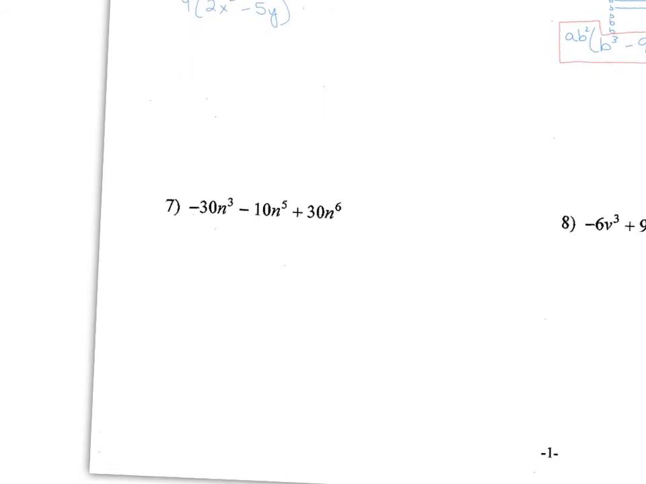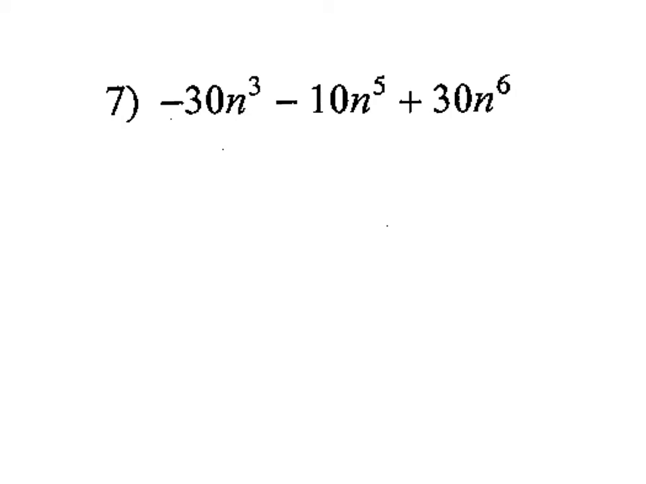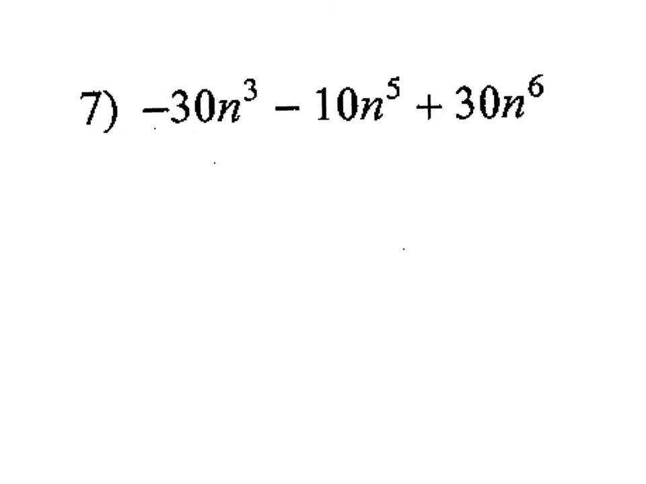All right, number 7. Now, I know on the answer key that they pulled out a positive 10. In this case, though, if you have a negative front number, I would highly recommend you go ahead and pull that out. So in this case, I'm going to pull out a negative 10. And then when I'm looking at my variables, again, you can write it out or just pull the smallest. So I'm going to pull out 3 n's. So now I'm going to divide all these parts by negative 10.